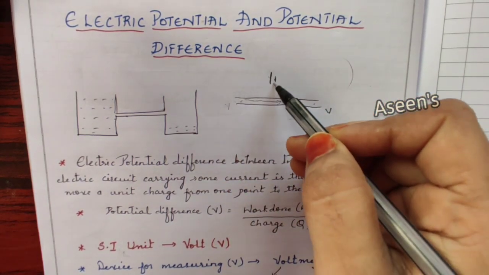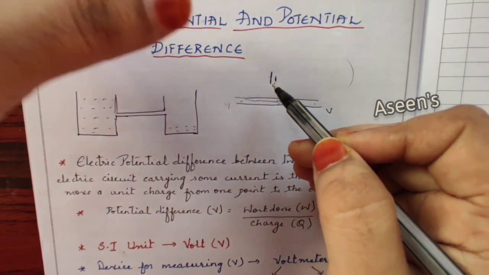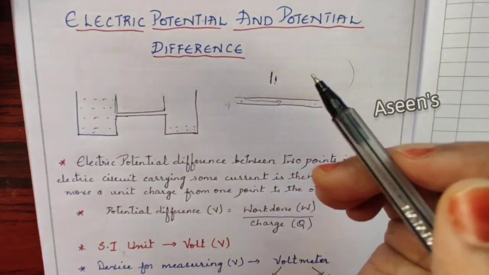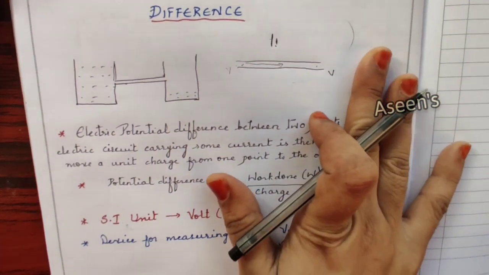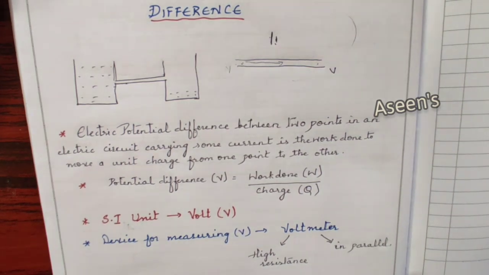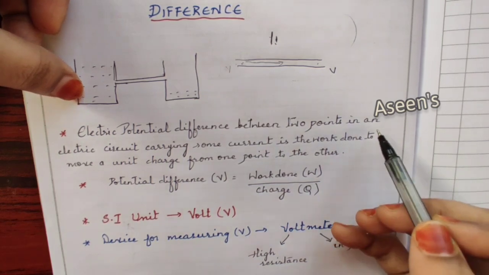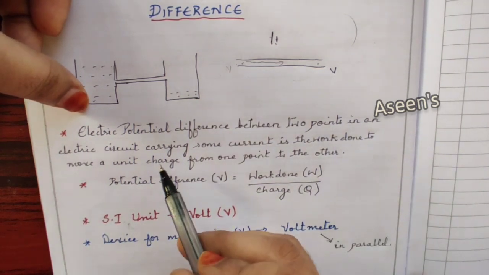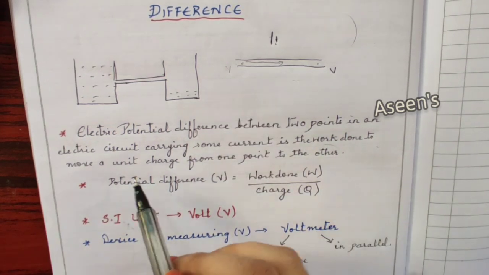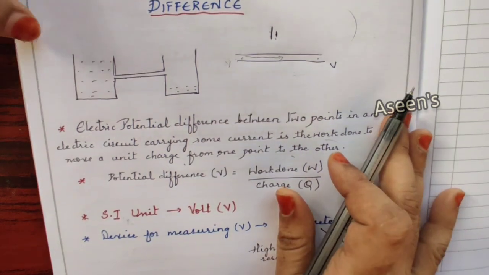This is done because the cells have some pent up chemical energy which will be utilized to cause the potential difference across the two ends. So now if you have to define what is an electric potential difference: the electric potential difference between 2 points in an electric circuit carrying some current is the work done to move a unit charge from one point to another.